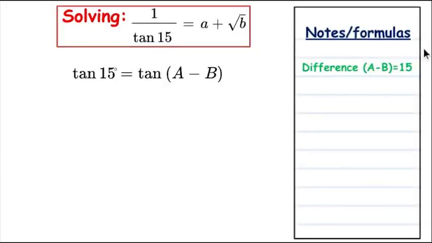Let's first of all concentrate on the tan of 15 degrees. And we're going to write it in the form of tan of A minus B. So we're looking for two angles which will give us a difference of 15 degrees. So we can write it as tan of 45 degrees minus 30 degrees.